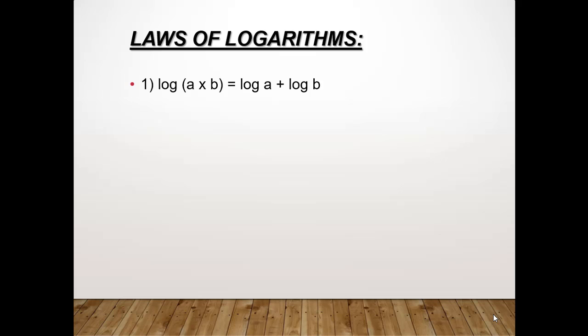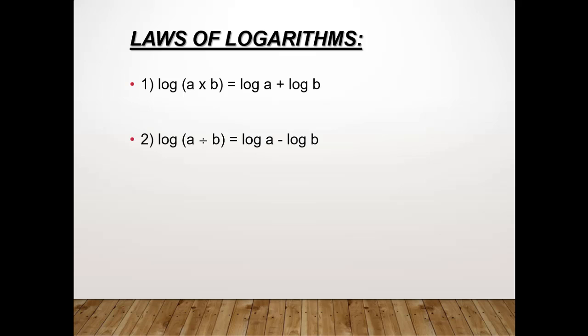The first law states that whenever we are asked to find the log of any two values that are multiplying with each other, we have to find the log of those values individually, okay? And the second thing, we have to put the addition sign between them due to this multiplication sign. This is the first law.